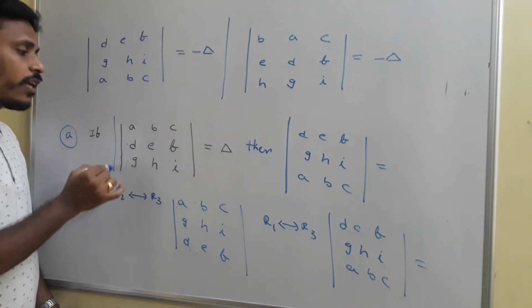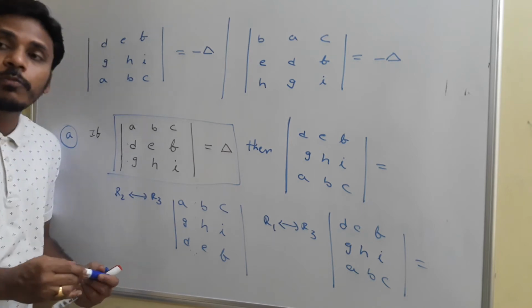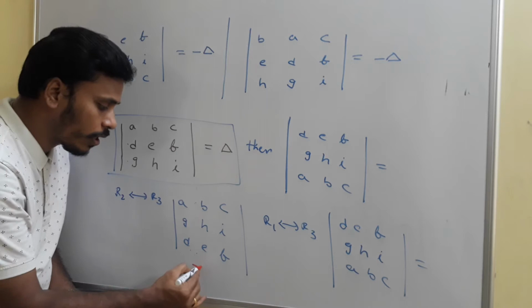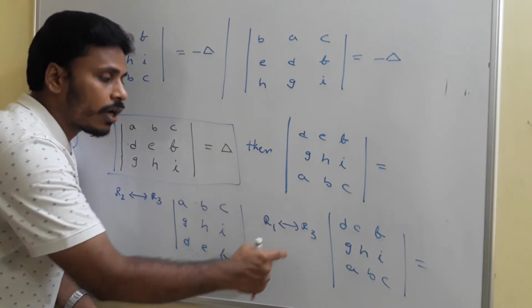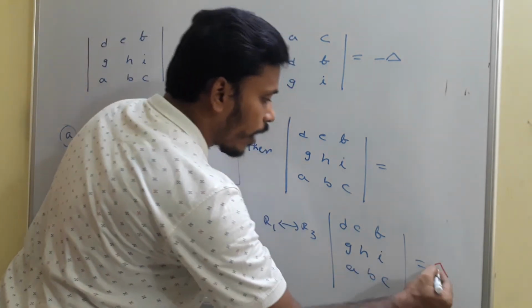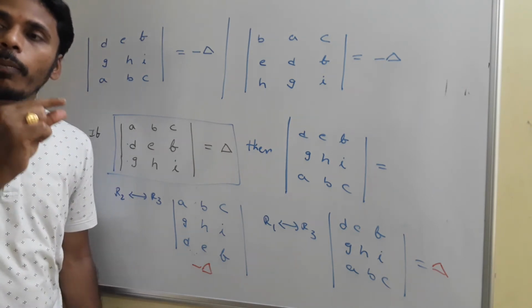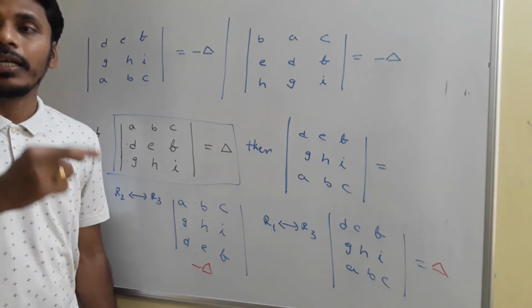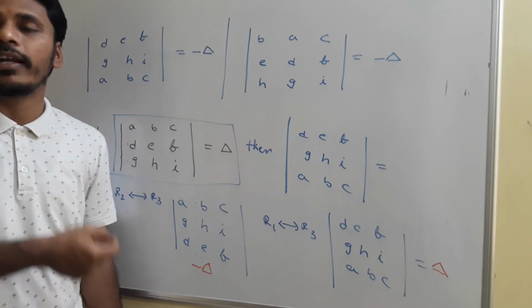See, the determinant of the given one is delta, and for this determinant its value is minus delta, since one pair of rows are interchanged. Again we interchange another pair of rows, so the newly formed determinant is again affected by a minus sign, and its value is again delta. So at the end you need to analyze that if any one pair of rows or any one pair of columns are interchanged, then the new determinant value is minus sign of the old determinant value.